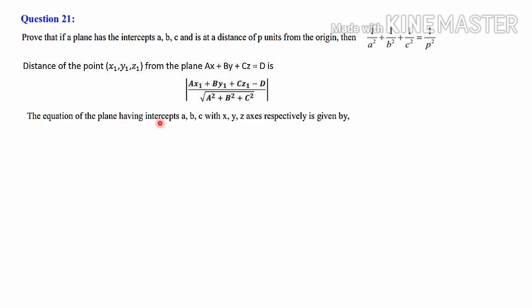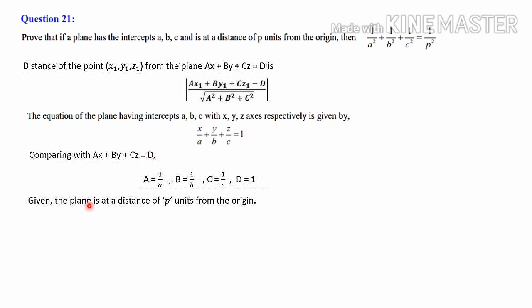The equation of the plane having intercepts a, b and c with the x, y and z axis respectively is given by the intercept form we have learned, that is x by a plus y by b plus z by c is equal to 1. These are the two formulas we have learned. So comparing it with the general form, we will get A as 1 by a, B as 1 by b, C as 1 by c, and D as 1. Then the given plane is at a distance of p units from the origin. Origin coordinates we know are 0, 0, 0. That means x1, y1, z1 we have got as 0, 0 and 0.